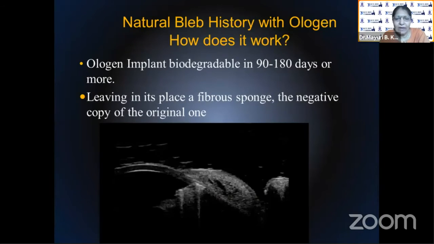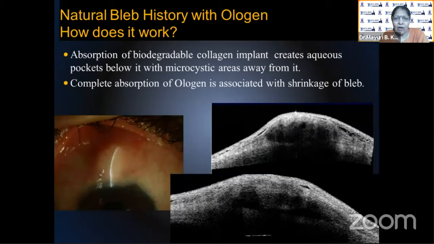So what happens to that Ologen bleb? To study that natural bleb history, we also did a study. The Ologen implant usually biodegrades in 90 to 180 days or more, leaving in its space a fibrous sponge, the negative copy of the original one. So this is how it has been in the early post-operative period. There is a homogeneous area of this bleb. The Ologen is seen here, and later on, after 6 months, you can see the shrinkage of the bleb as well as the Ologen implant.